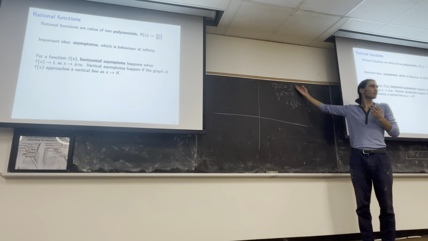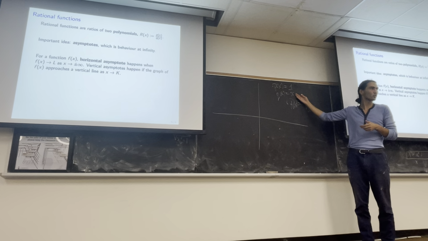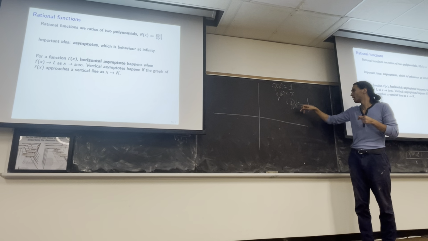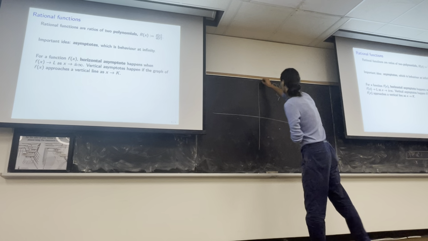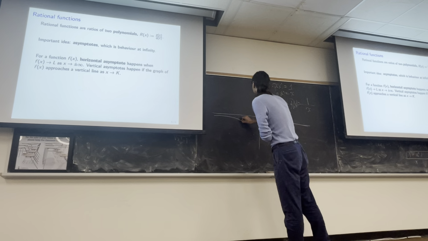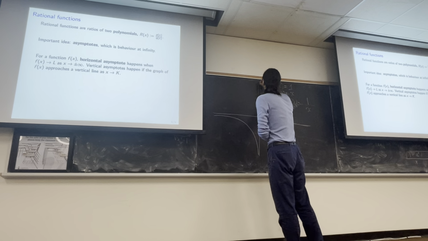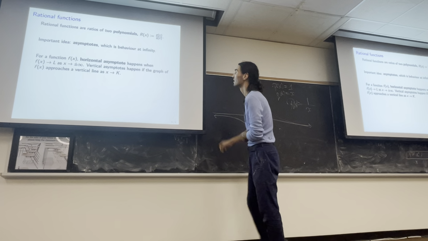And indeed it's a rational function. Is this a polynomial? What's its degree? Degree 0 polynomial. How many parameters? 1. This is also a polynomial, degree 1, 2 parameters. One of them is 0, the other one is 1. Rational function, a ratio of two polynomials. As you know from high school, this is what the graph looks like.